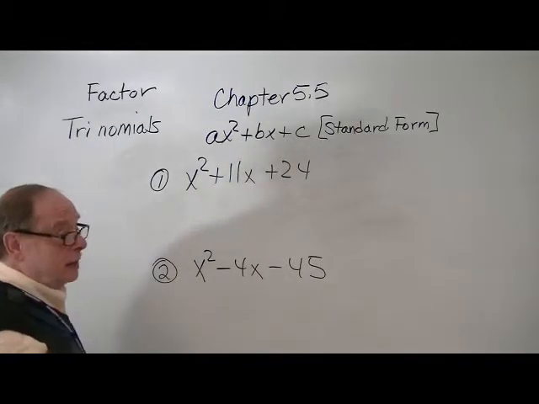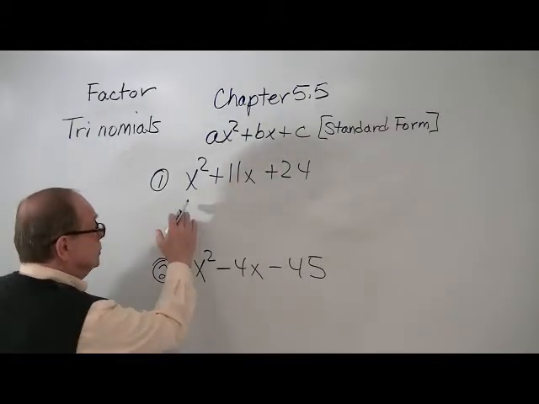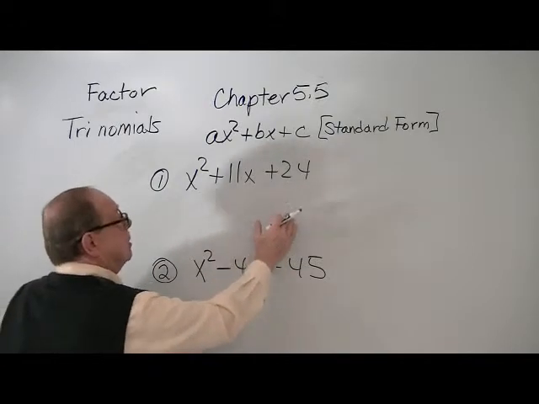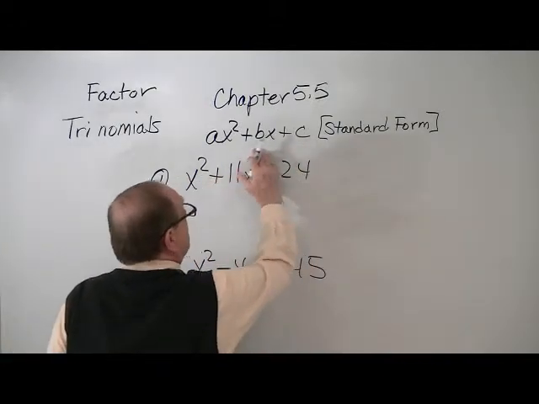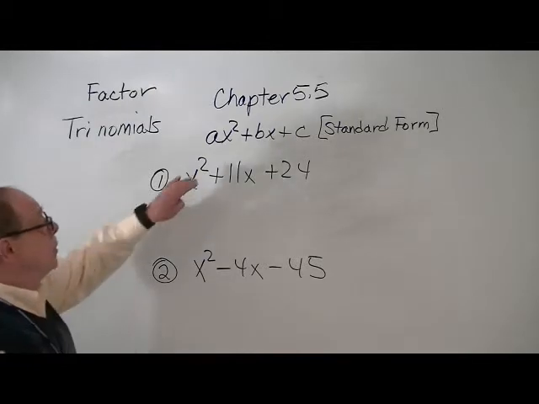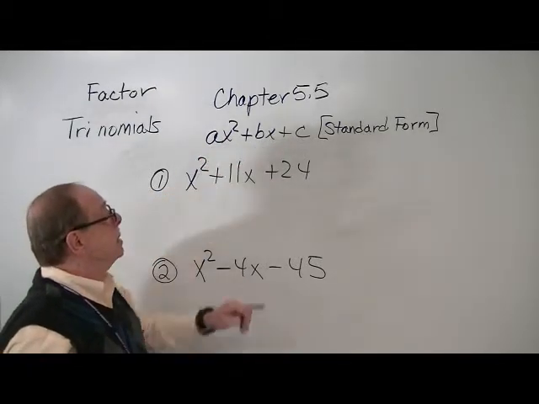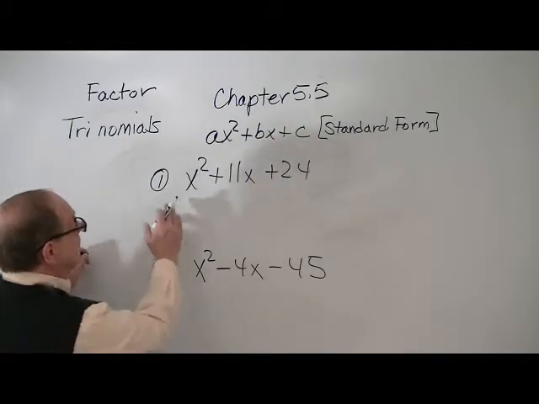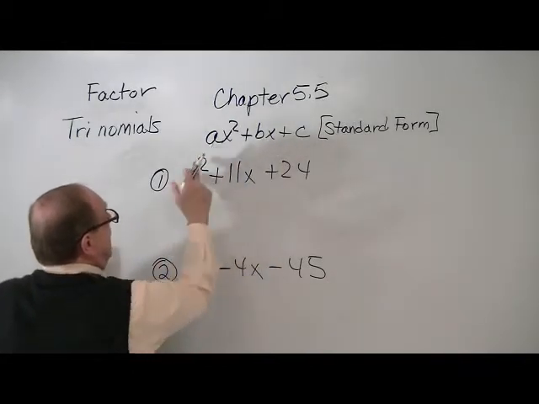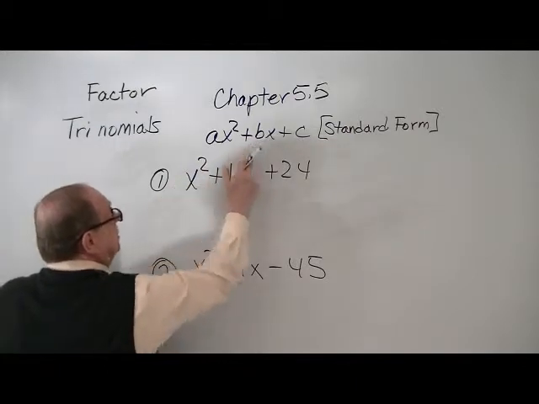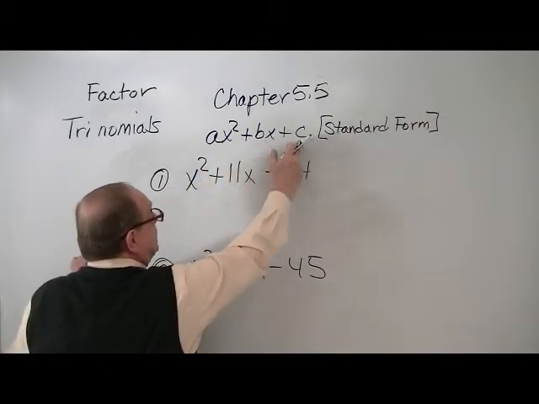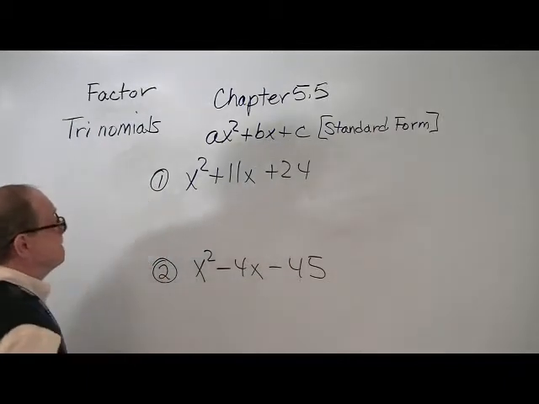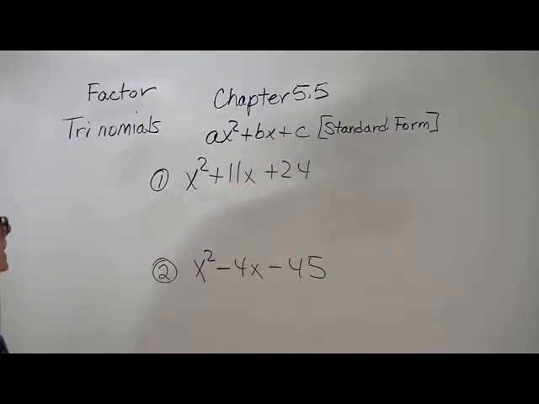And even before that, you check to see that your trinomial is in what we call standard form. Standard form is ax squared plus bx plus c. And this is in this form, where the a is a 1, the b is an 11, and the c is 24. So what are we doing here?